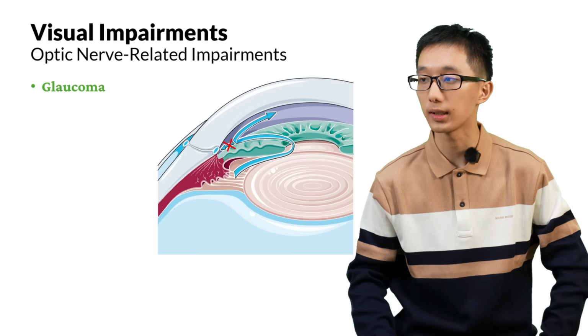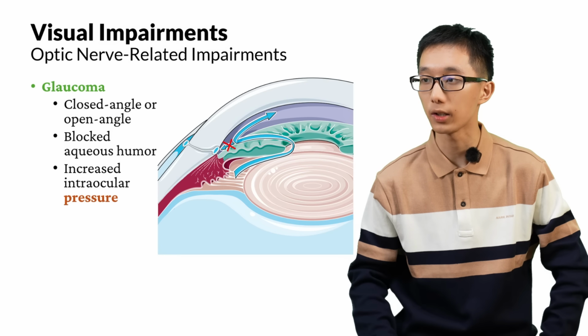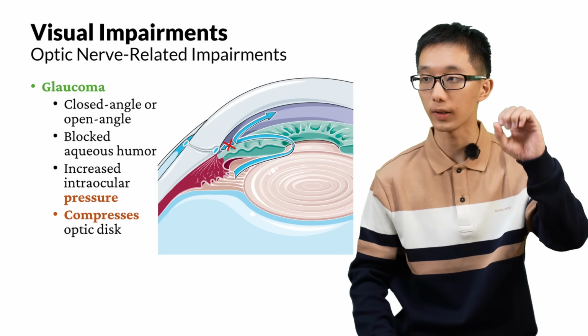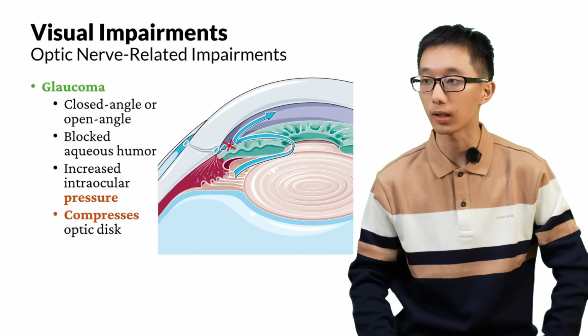However, if this little duct is blocked, then the aqueous humor will not be able to escape from this anterior chamber. It will accumulate and cause the pressure inside the eye to go up. This is the case of a closed-angle glaucoma. There are also open-angle glaucomas where the duct is not blocked, but nevertheless, the intraocular pressure is increased. This pressure compresses the optic disc, which is the place where the optic nerve leaves the eye. This damages some of the axons in the optic nerve and gradually causes loss of vision.